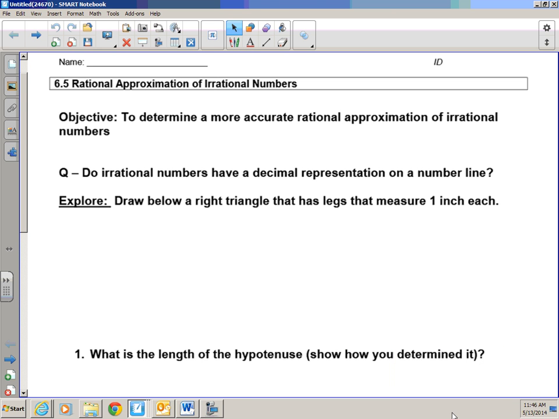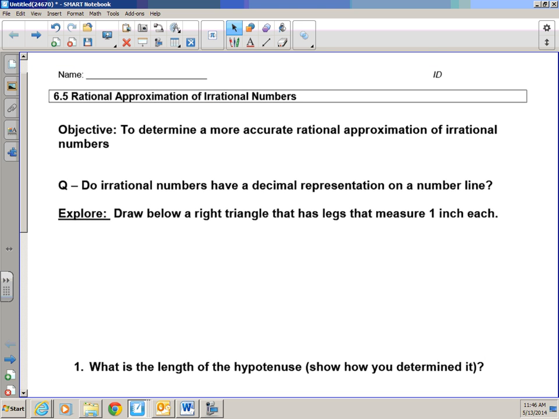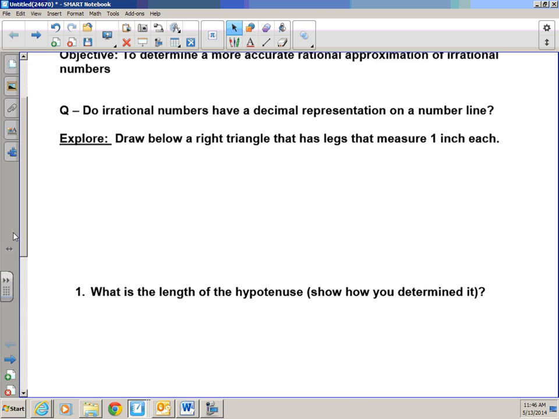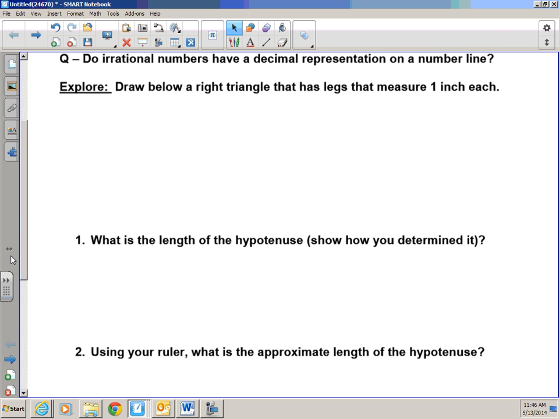So what we're going to cover today is a more accurate rational approximation of our irrational numbers. As you'll remember from the last lesson, we stopped at coming out with a whole number, but that's not really good enough because that's not as accurate as we want to be. So what we're going to do today is figure out how to get a more accurate value by extending decimal values.